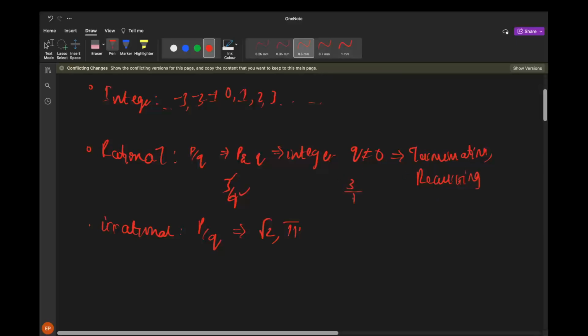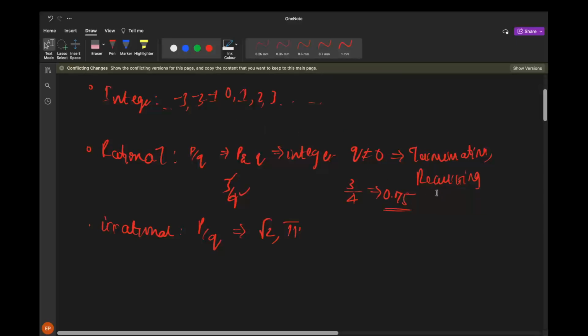Let's take 3 by 4 as an example. 3 by 4 value is 0.75, right? This is terminating. This value is stopped at 5 only. Its value is 0.75. It's not 0.7554 like that. It's 0.75. This is called terminating.